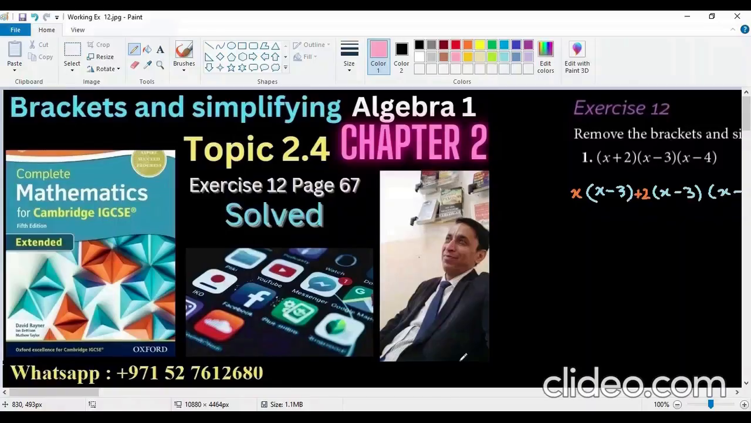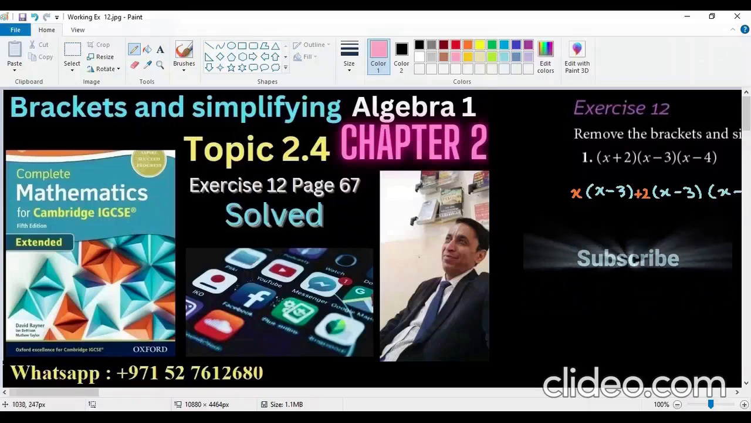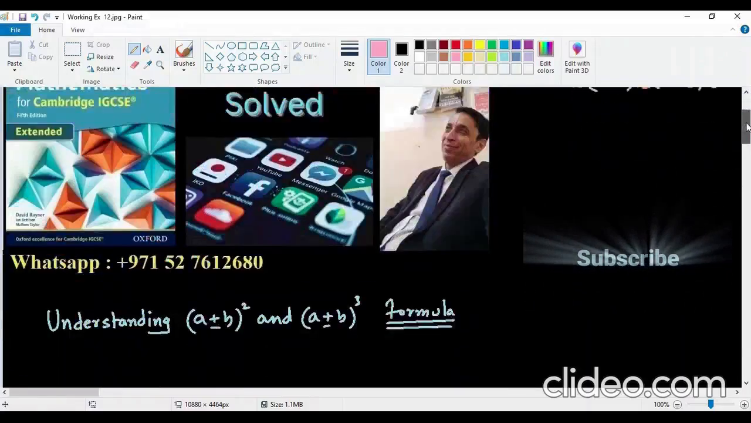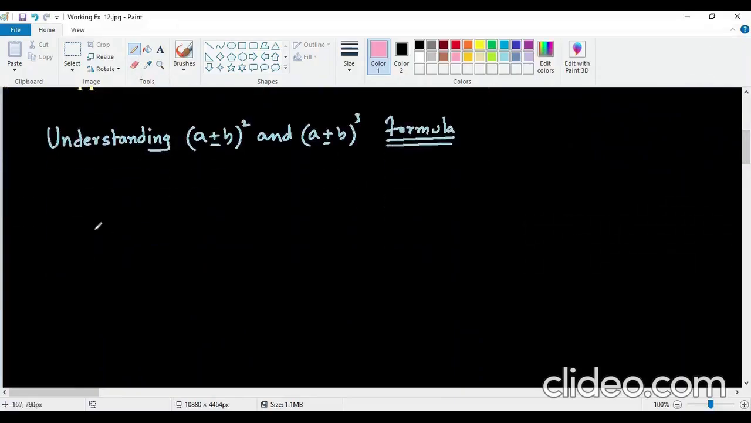Hello everyone. This is exercise 12. As you know very well, in the previous exercise 11, I have explained you the formula of squares. In here, we are working on cubing formula. And let me explain you something about the formula. In the previous exercise, we are done with this part.